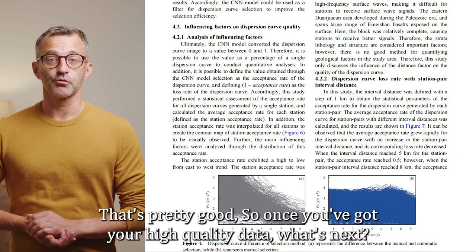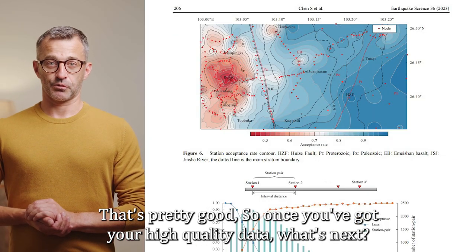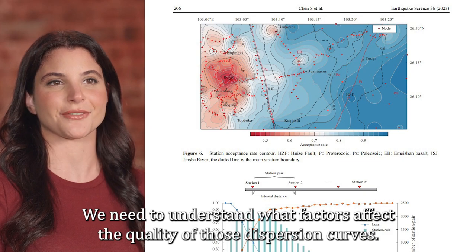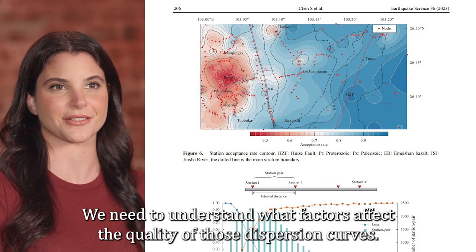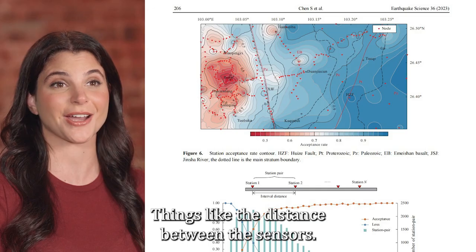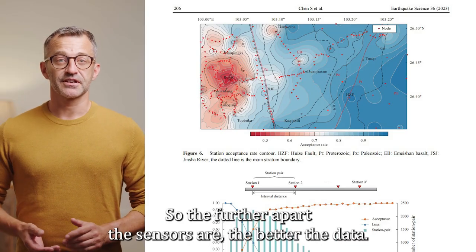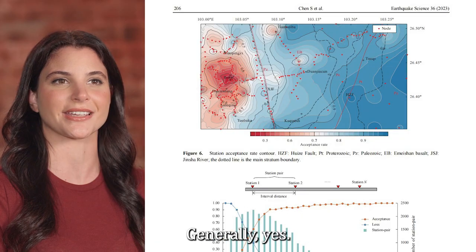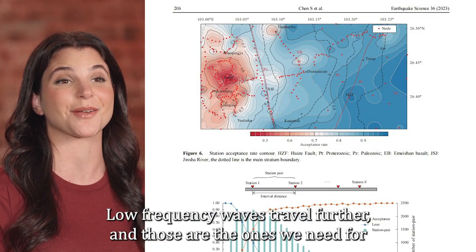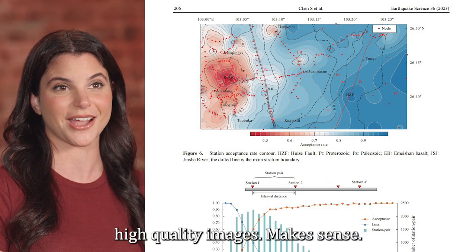That's pretty good, huh? So once you've got your high-quality data, what's next? We need to understand what factors affect the quality of those dispersion curves. Like what? Things like the distance between the sensors. So the further apart the sensors are, the better the data? Generally, yes. Low-frequency waves travel further, and those are the ones we need for high-quality images.